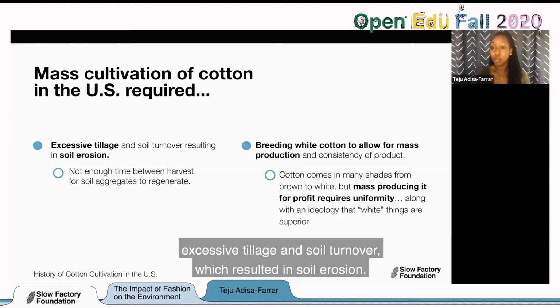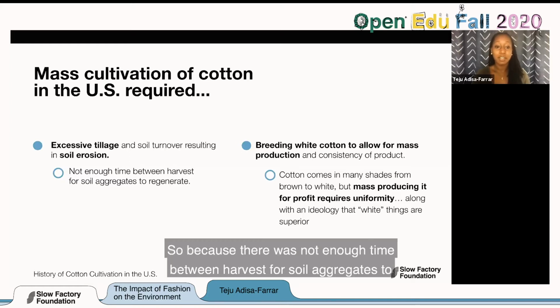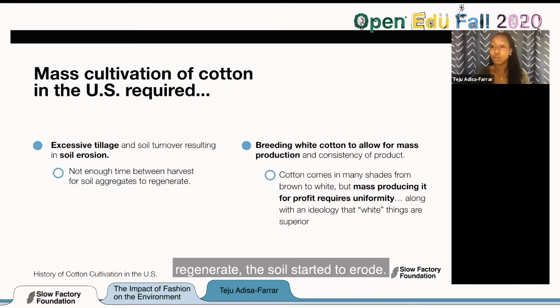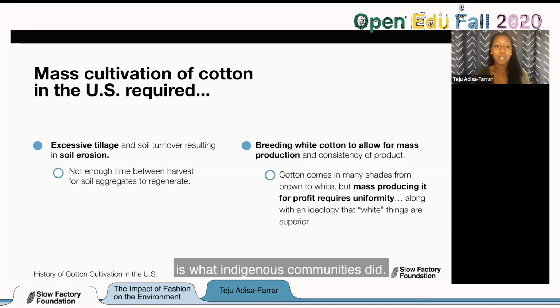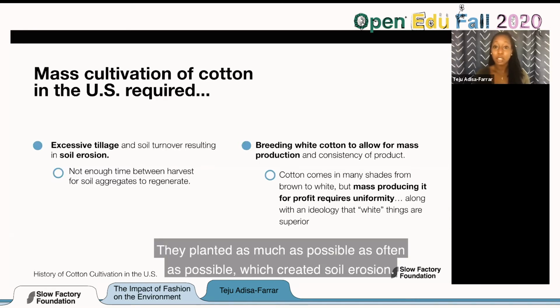What cotton cultivation also did to the environment was it necessitated excessive tillage and soil turnover, which resulted in soil erosion. Because there was not enough time between harvests for soil aggregates to regenerate, the soil started to erode. Because they were cultivating cotton on a mass level, rather than waiting for natural harvest cycles, waiting for time for the earth to regenerate, which is what indigenous communities did, they planted as much as possible, as often as possible, which created soil erosion.